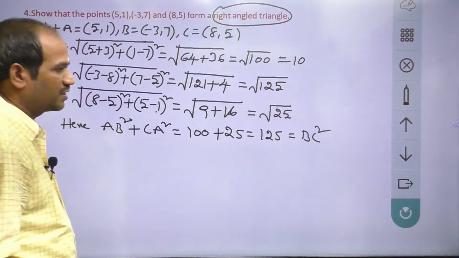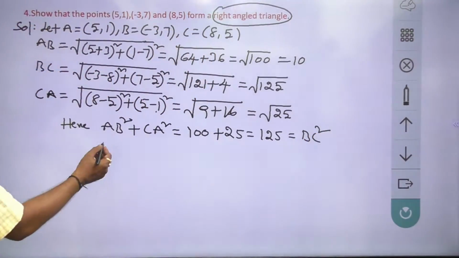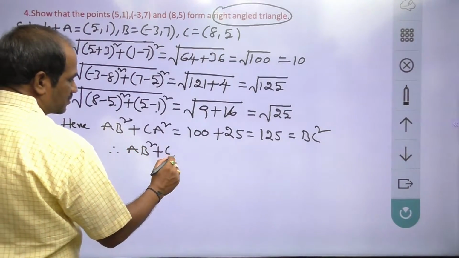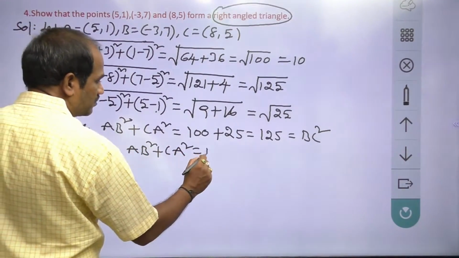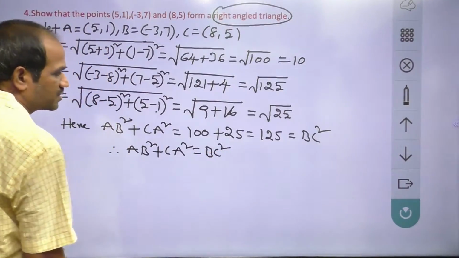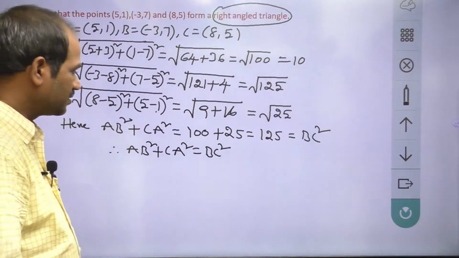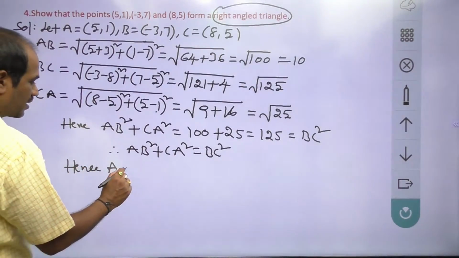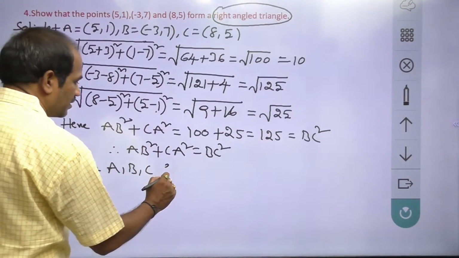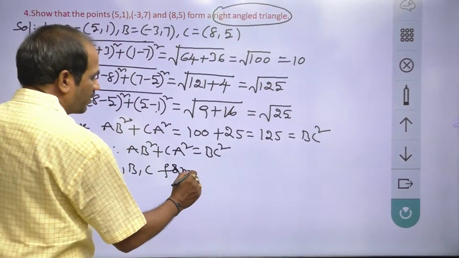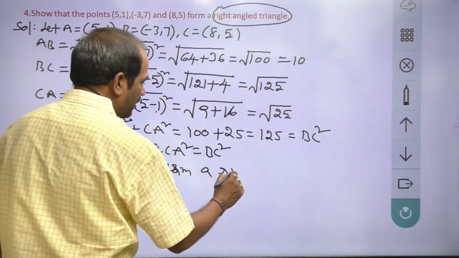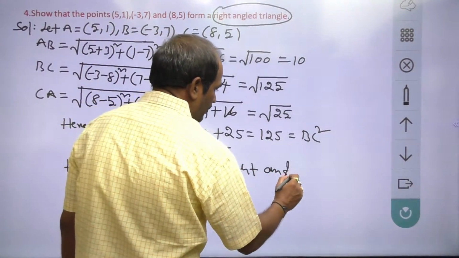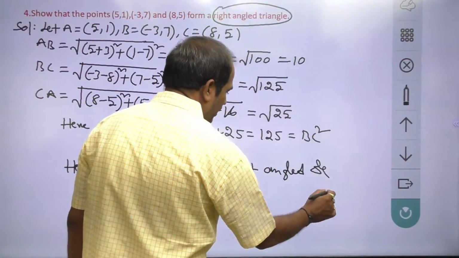Therefore AB square plus CA square is equal to BC square. This condition is satisfied, so hence A, B, C form a right angle triangle.